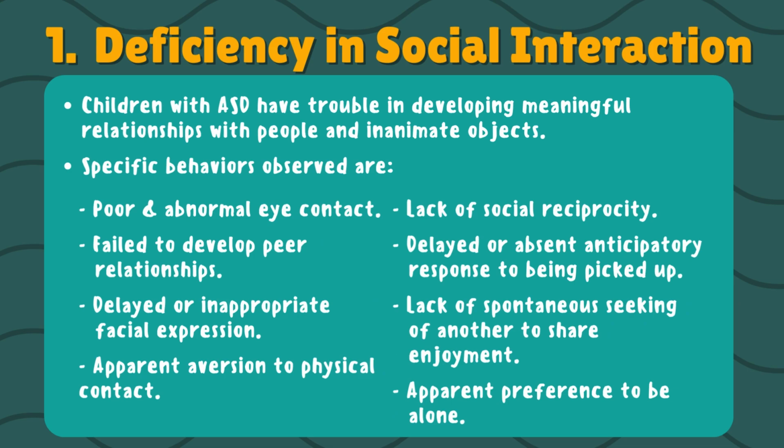Lack of social reciprocity is when they don't know how to positively respond to other people's positive behavior. Delayed or absent anticipatory response to being picked up is when they don't know how to respond when being picked up. Lack of spontaneous seeking of another to share enjoyment is when they don't feel like sharing any exciting news with other people. Apparent preference to be alone is where they prefer to be alone.